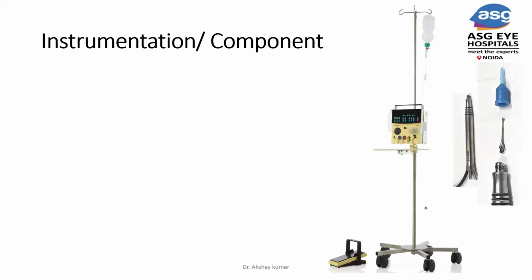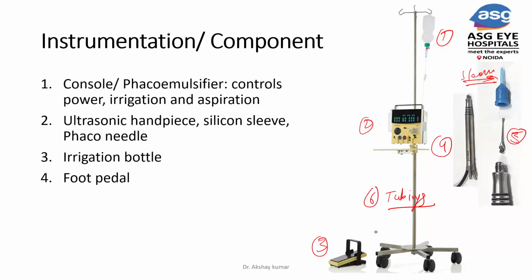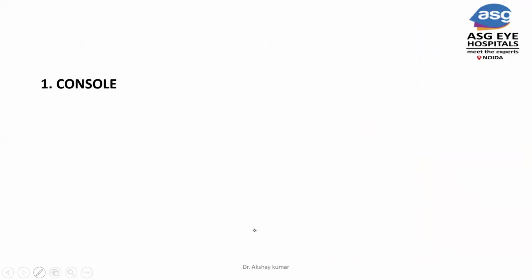Then the instrumentation. First is the irrigation bottle height, then the console, and here is the foot pedal, which is the most important part. Then the phaco probe and phaco needle, and the sleeve. And one more thing is tubings. Tubings are very important. So we will talk about each part one by one.